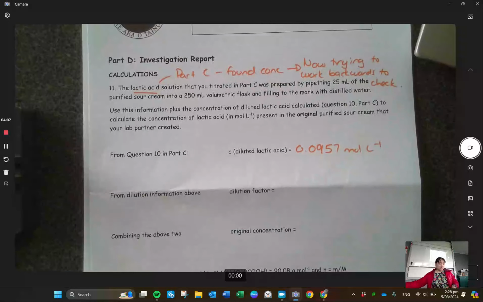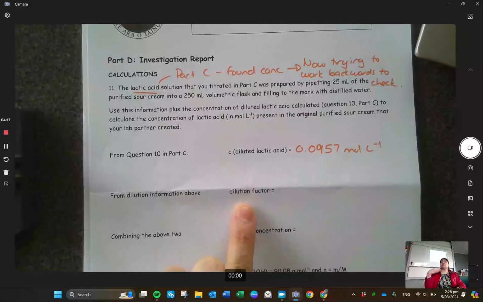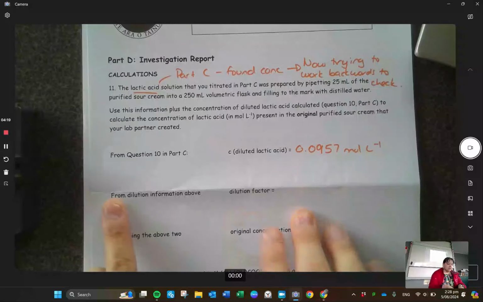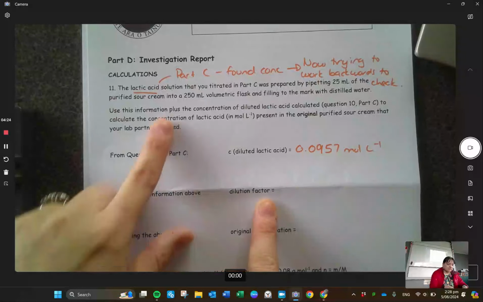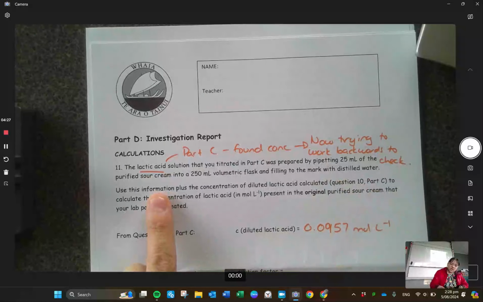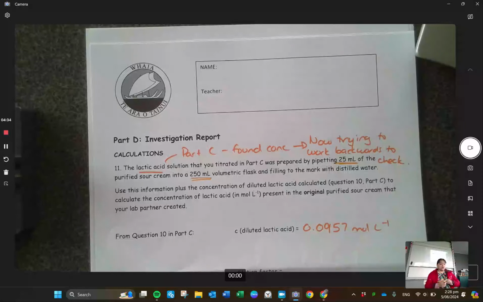All right, so what we need to do is work our way backwards to figure out if the information is correct. So the first thing is we need to convert this back into the original solution that we had before we were diluting it. So we need to figure out the dilution factor, and we get that information from above. So above, I said, when we made the solution, we had taken 25 mils of the purified sour cream, and we put it into a 250 volumetric flask. So what dilution have I done? I did 25 and 250. I did a 10-fold dilution.